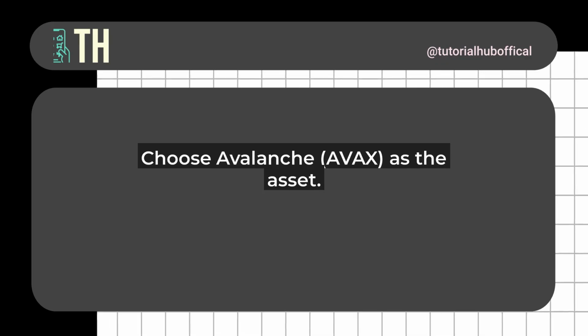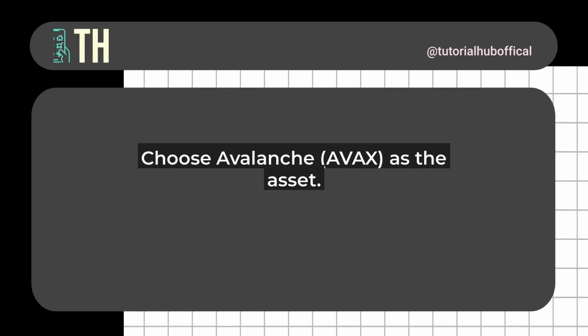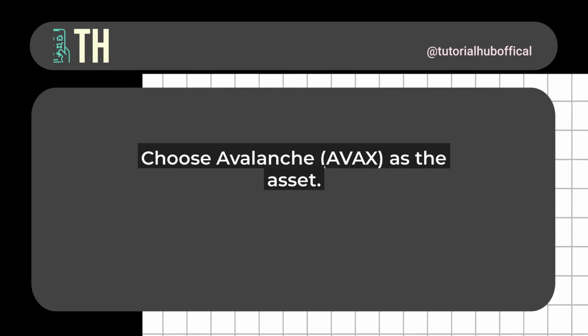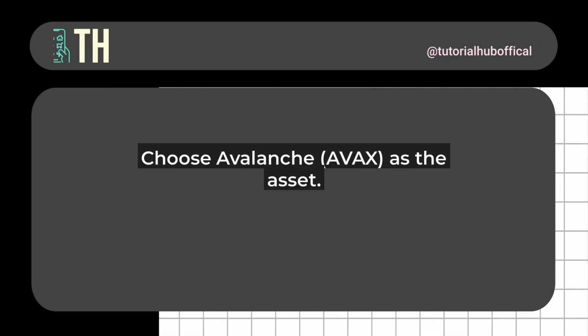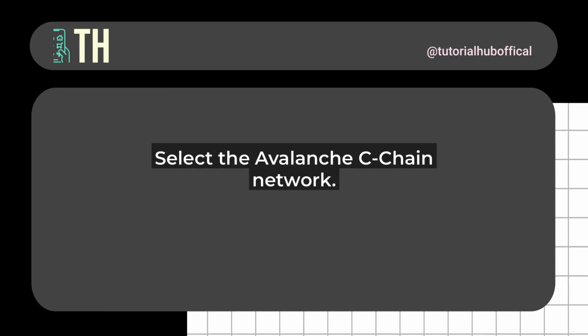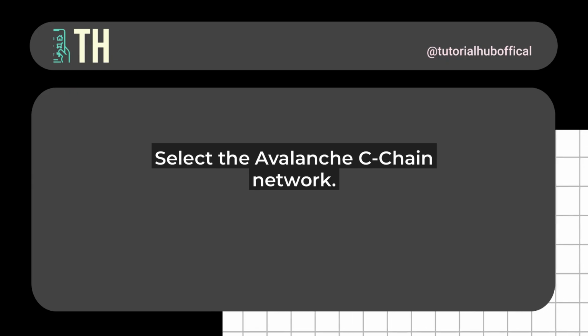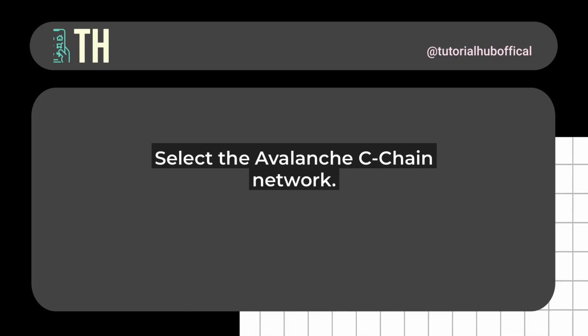Step 1. Log into your Binance account. Head over to the Wallet section and select Withdraw. This is where the magic happens. Search for Avalanche, AVAX, in the asset list and click on it. You'll see options for the network. For AVAX, make sure to select the Avalanche C chain to ensure compatibility with Robinhood.